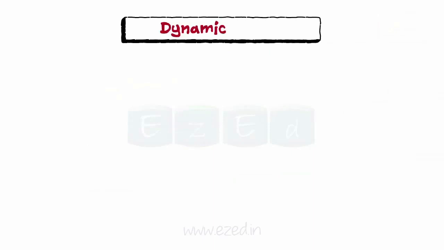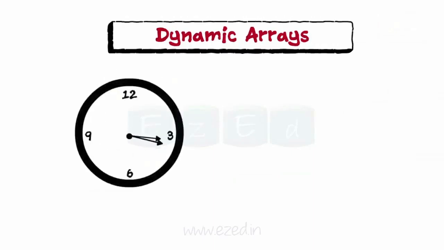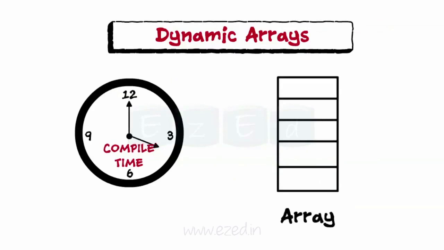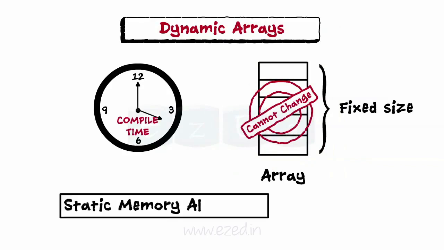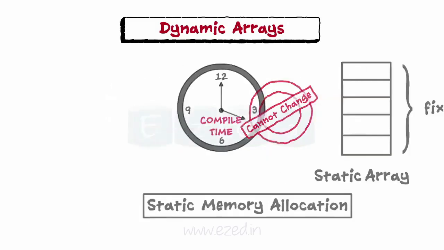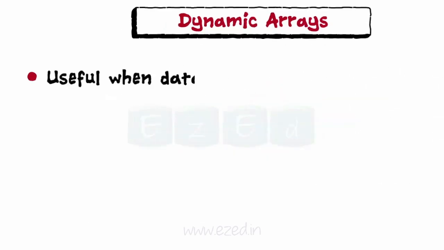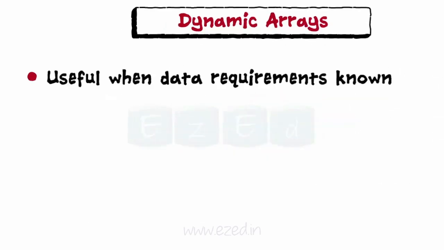Lastly, let's learn dynamic arrays. We have created arrays at compile time. The arrays created at compile time have a fixed size assigned to them while developing the code, and so it cannot be modified while running the code. This is termed static memory allocation, and such arrays are called static arrays. This is useful when we know exactly our data requirements.